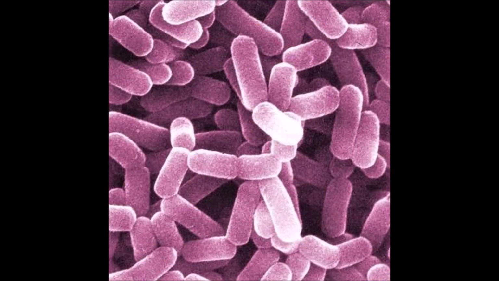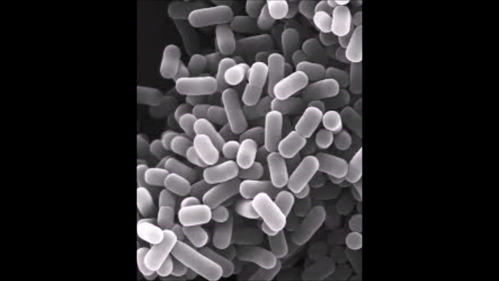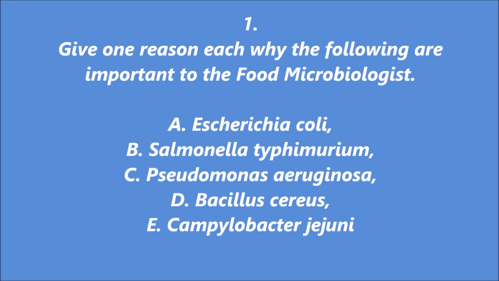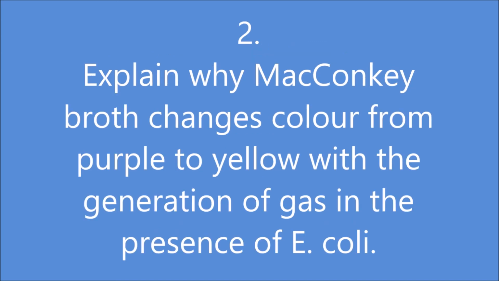To conclude this session, consider the following questions related to microbiological guidelines and ready-to-eat food evaluation. You will have to do additional reading or research in answering them. 1. Give one reason each why the following are important to the food microbiologist: Escherichia coli, Salmonella typhimurium, Pseudomonas aeruginosa, Bacillus cereus, Campylobacter jejuni. 2. Explain why MacConkey broth changes color from purple to yellow with the generation of gas in the presence of E. coli.